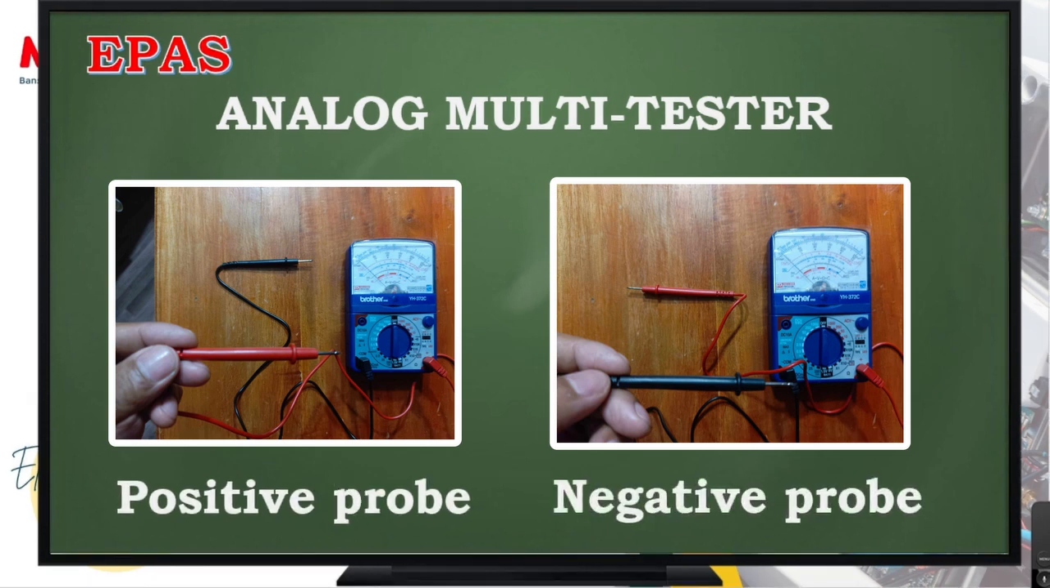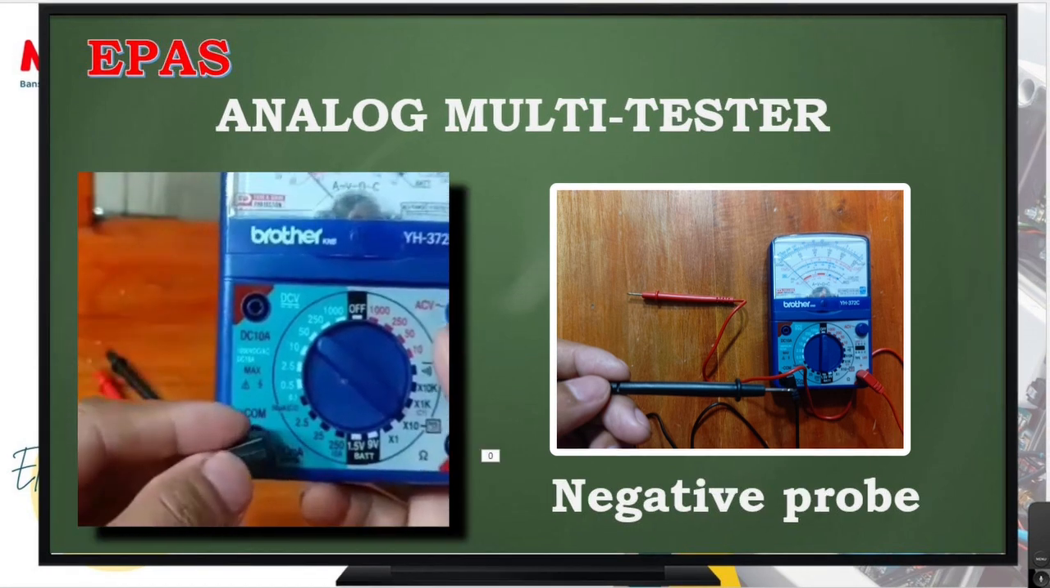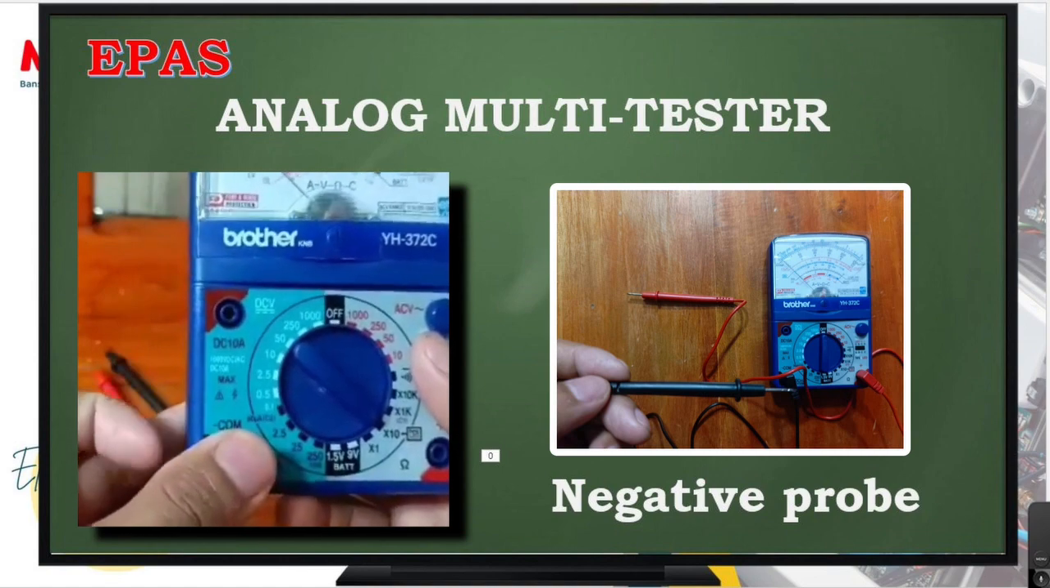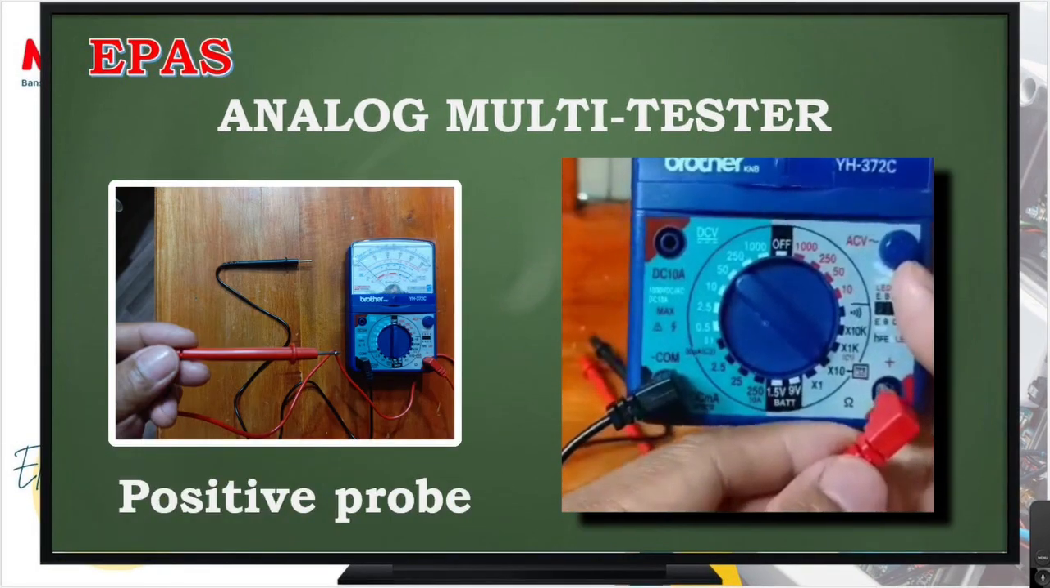The first is the pair of test probes. The red is the positive probe, and the black is the negative or common probe. These are physical parts to connect the instrument to the device or component under test or measured. The plug of the black probe will be inserted to the negative port, and the red probe to the positive port.